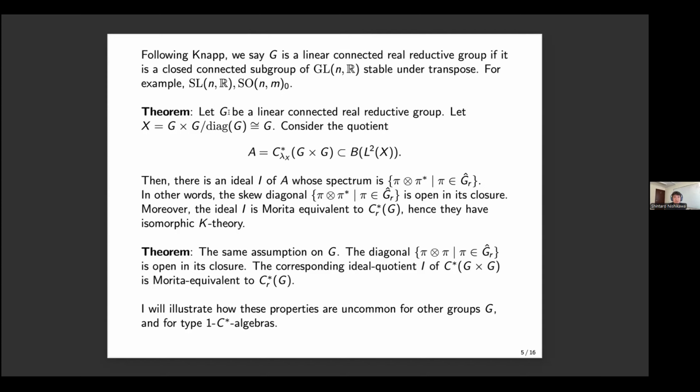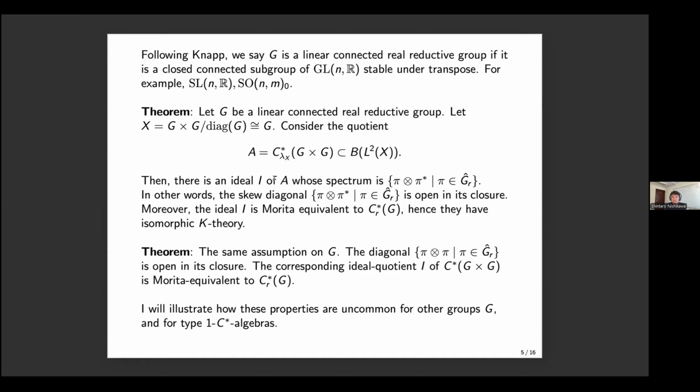Okay, so the first theorem says that if G is a linear connected real reductive group, then consider this diagonal. And then, as I said, you can take this quotient A, which is the same as considering the quotient of the regular and the right regular representation of G times G. Then the statement is that there's an ideal I of A whose spectrum is pi tensor pi star. That's the same as saying, in other words, the skew diagonal is open in its closure in the spectrum.